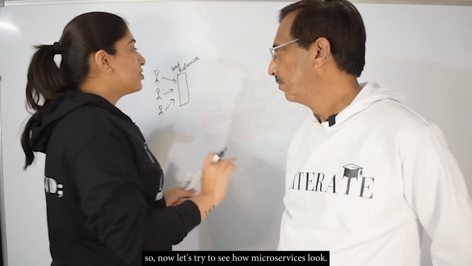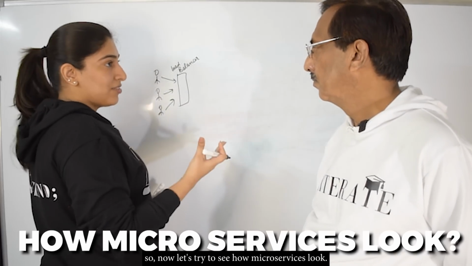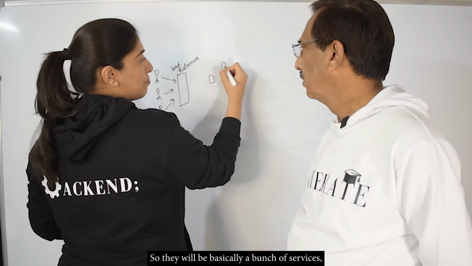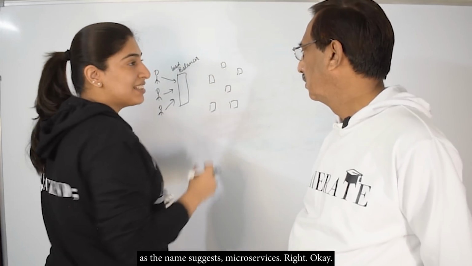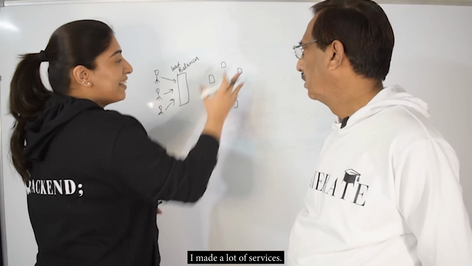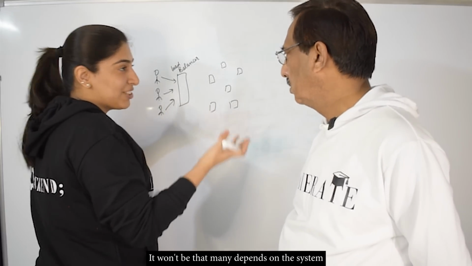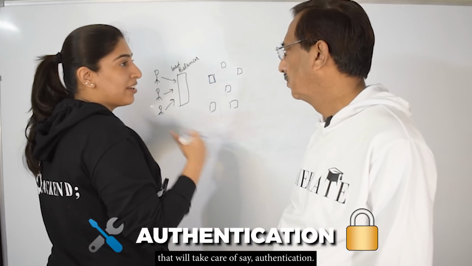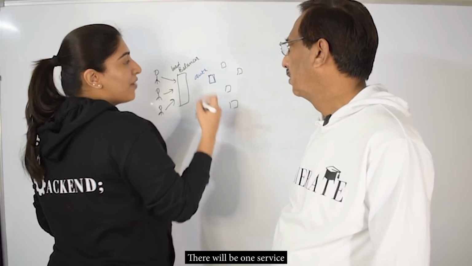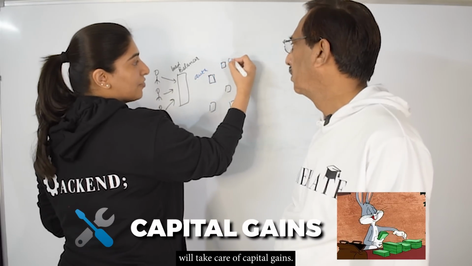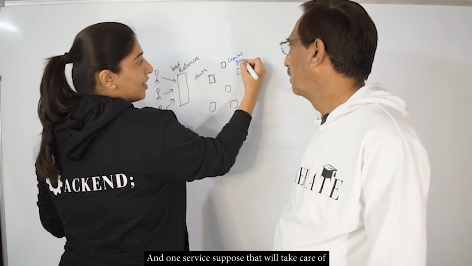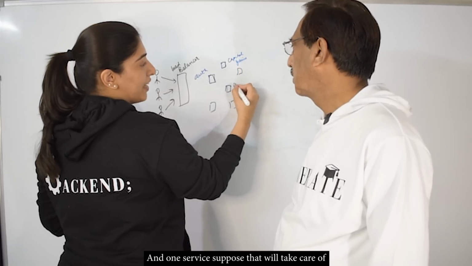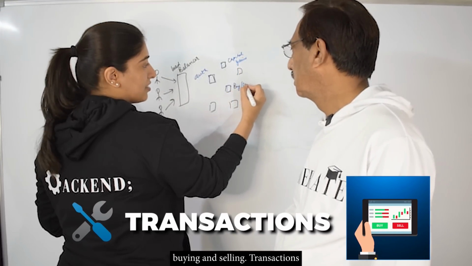Okay. Here. So now let's try to see how microservices look. So there will be basically a bunch of services, as the name suggests, microservices, right? I've made a lot of services. It won't be that many, it depends on the system. In terms of Zerodha, as you said, there will be one microservice that will take care of, say, authentication. There will be one service that, as you said, will take care of capital gains. And one service, suppose, that will take care of buying and selling. Transactions. Very good.